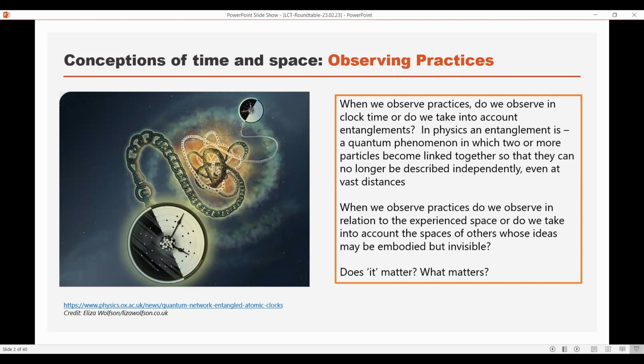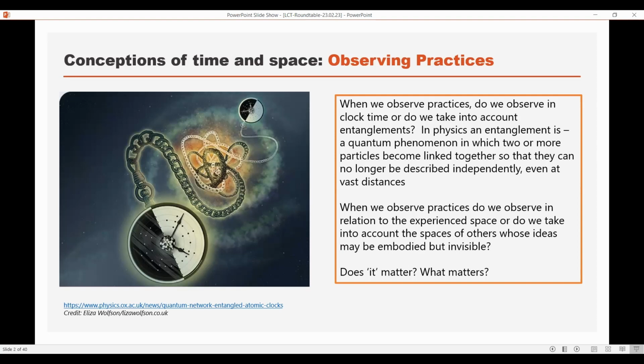So when we observe practices, are we observing in clock time? So are we observing in the moment what we see? Or are we taking into account something called entanglements? And in terms of entanglements, I'm drawing on the notion from physics, a quantum notion. And the notion of entanglements is when two or more particles become connected so that they change each other, they alter each other, they're no longer independent of each other, even across vast distances.